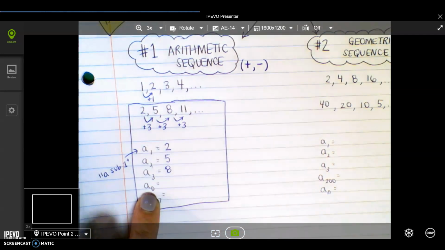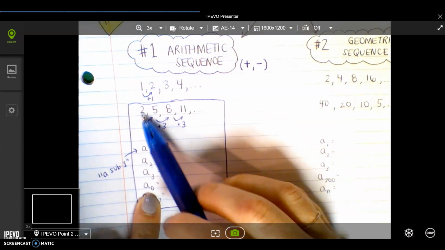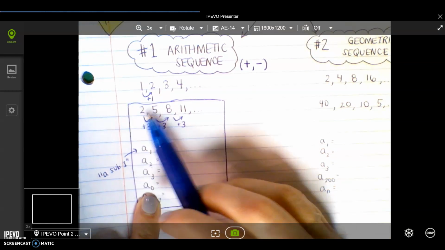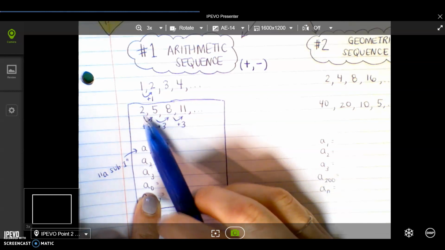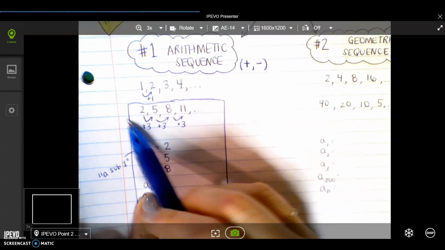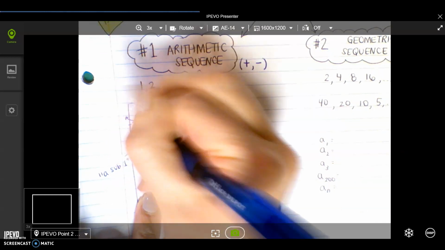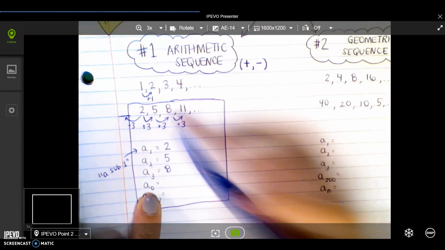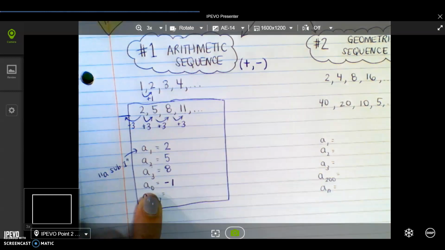A sub 0, what's the 0th term of the sequence? Well, we only see the first, second, third, and fourth terms. So to find the 0 term, I have to go backwards. In this particular sequence, I'm adding 3 every time, so to go backwards, I'll just subtract 3 to find the 0 term. So 2 minus 3 is negative 1. That's the 0 term, a sub 0.